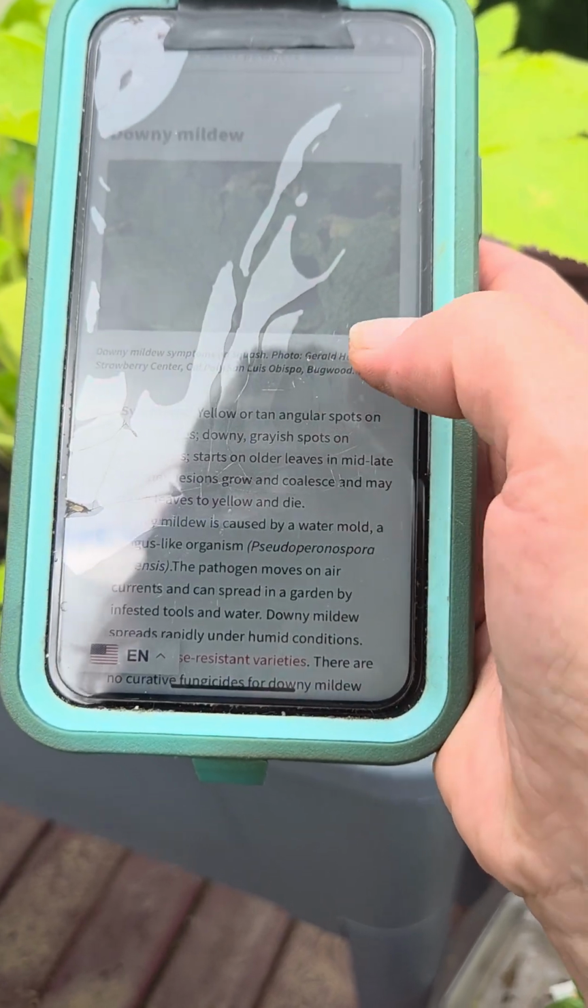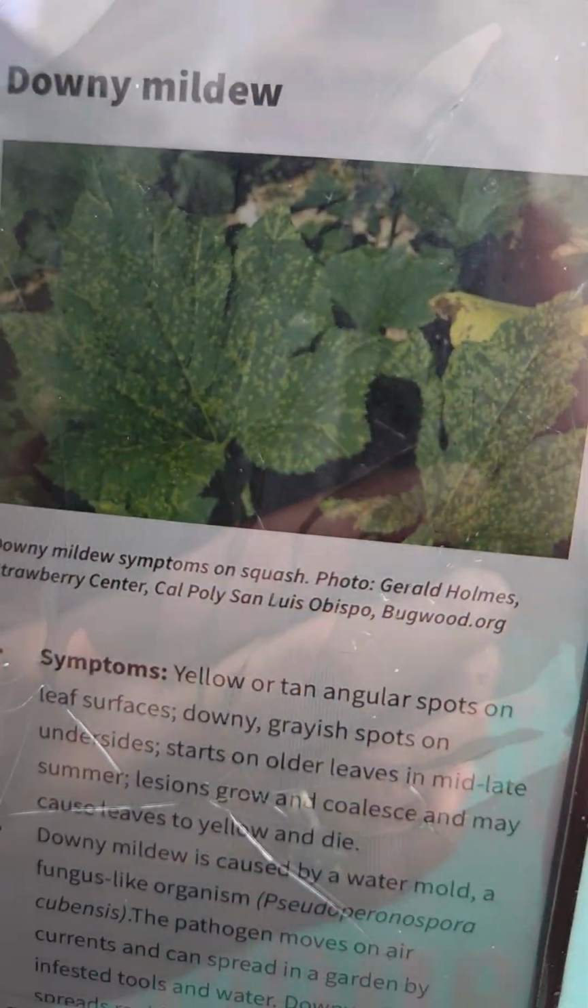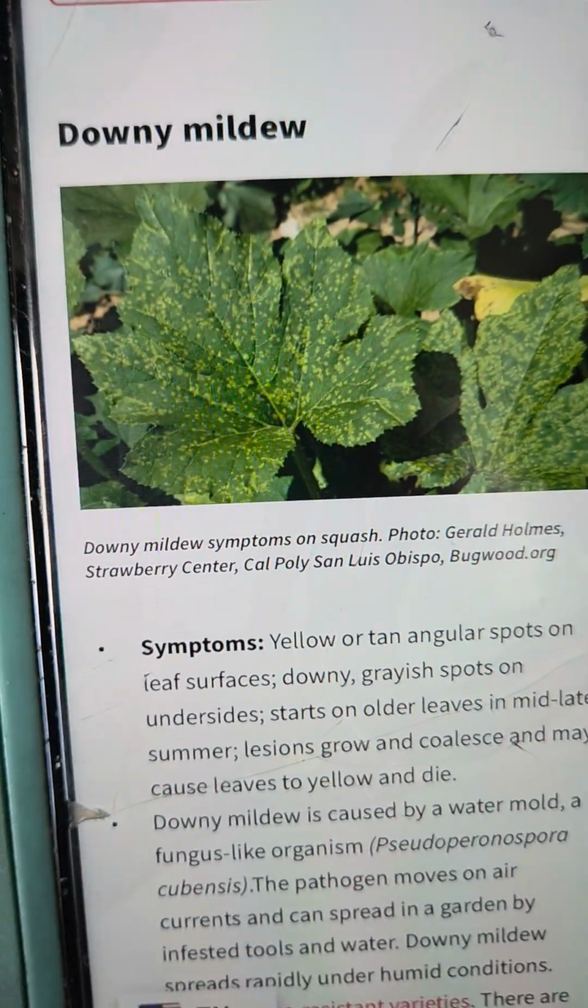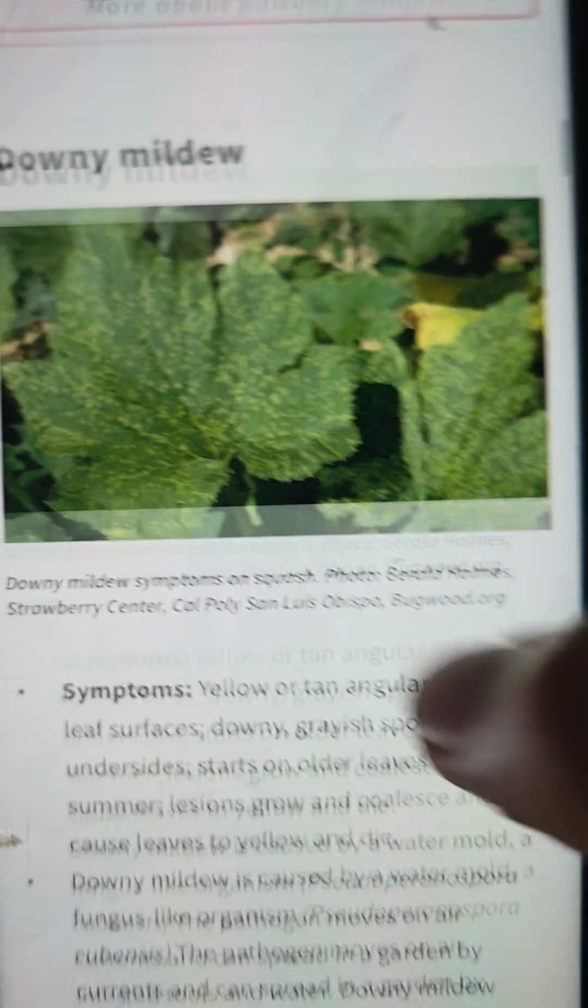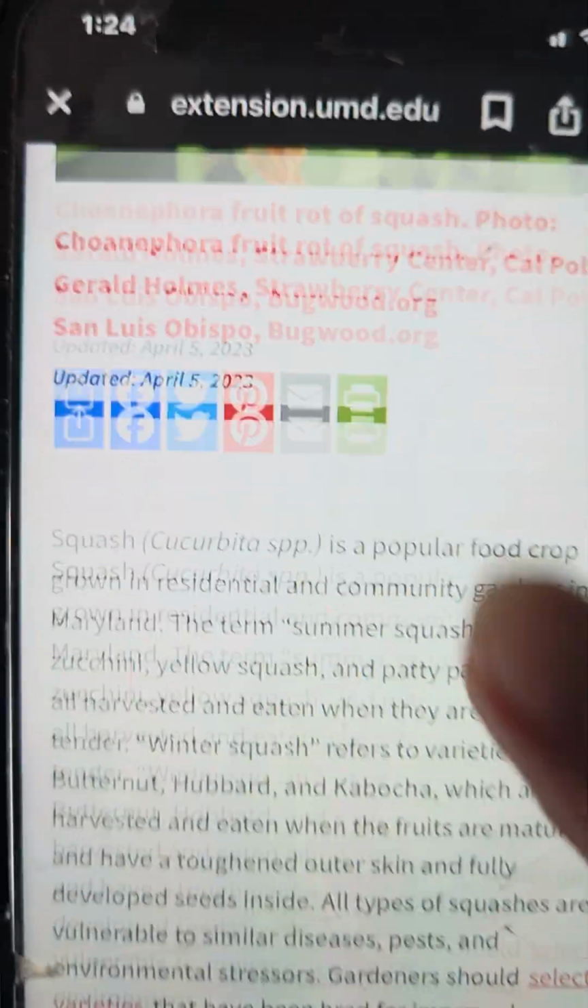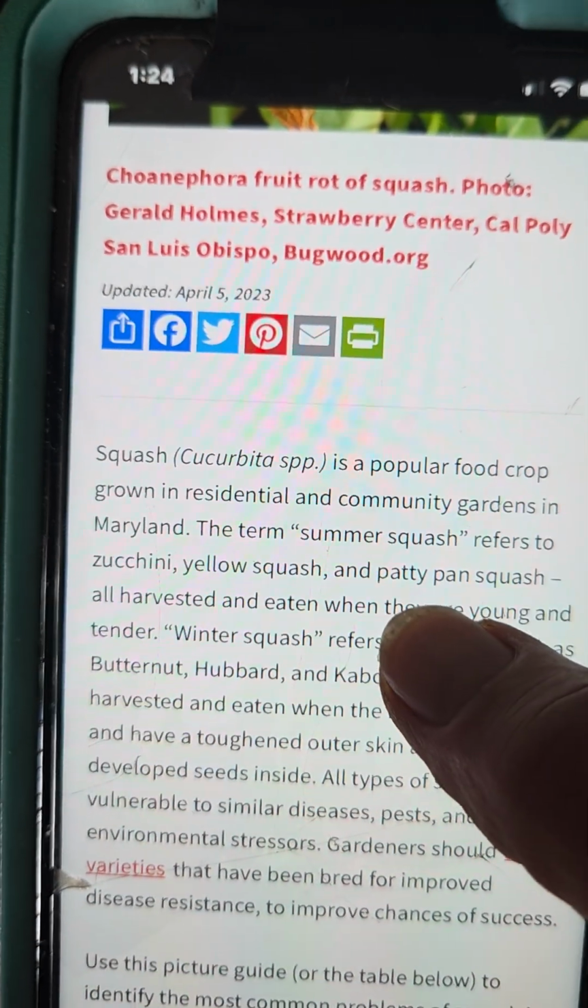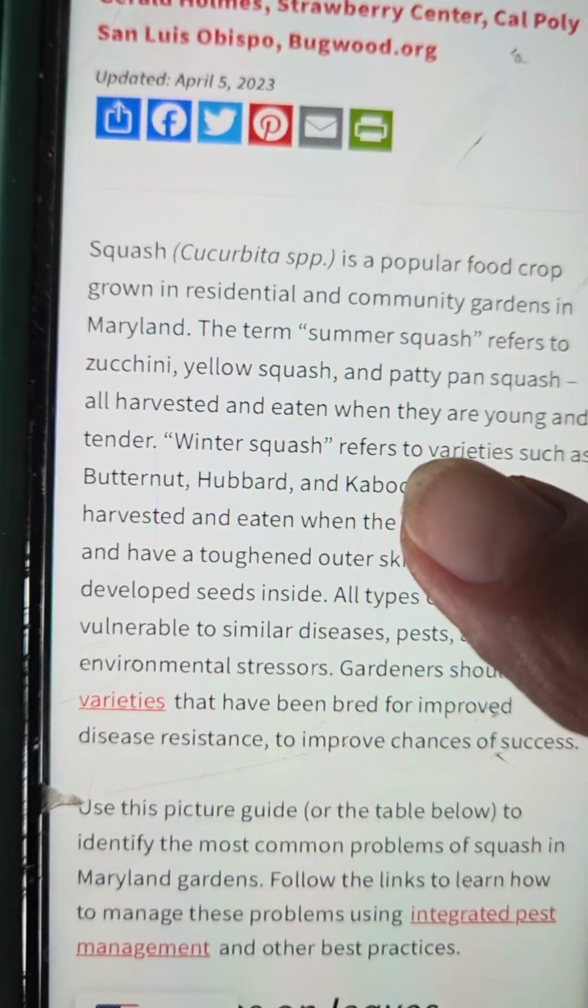Downy mildew, that's what the mildew looks like. You can't really see it out here. I need to go inside so I can teach. Yeah, let me go inside so y'all can see. All right, showing what the mildew symptoms look like. Let me give the credit here. I always credit Maryland Extension. So I'm teaching y'all all this.